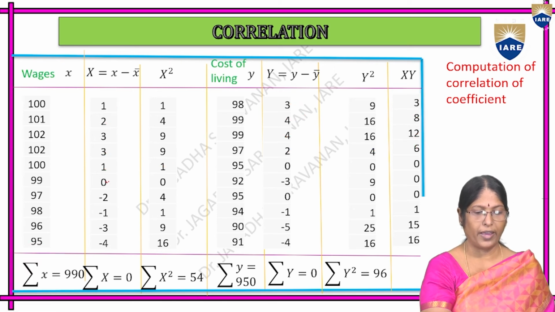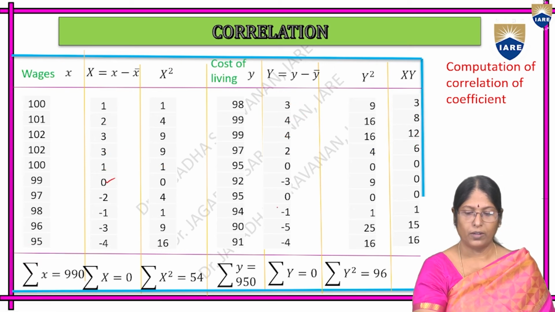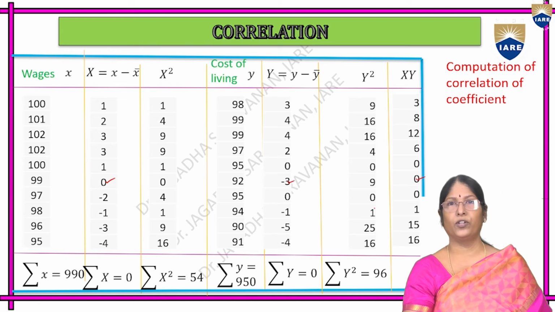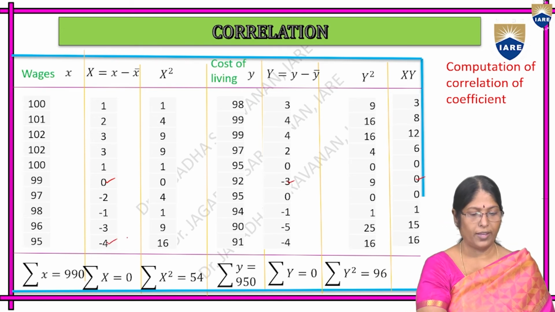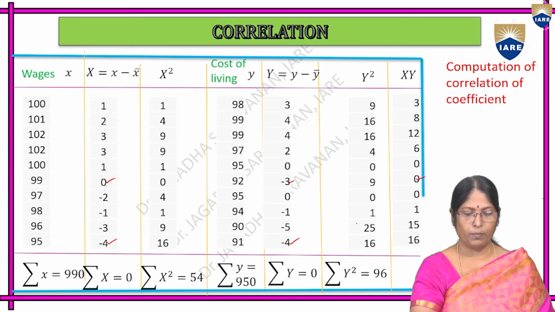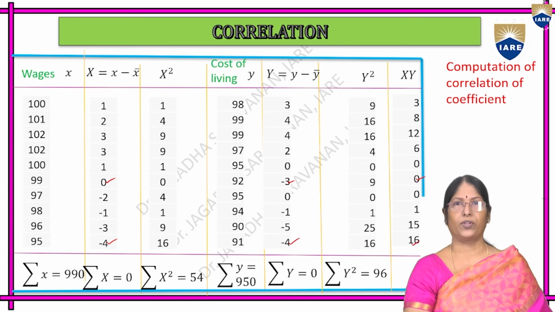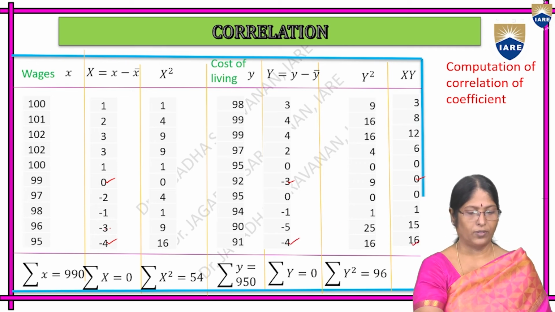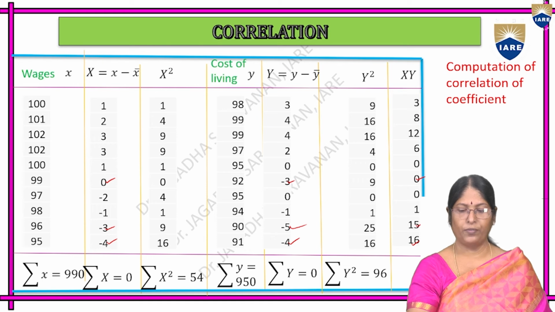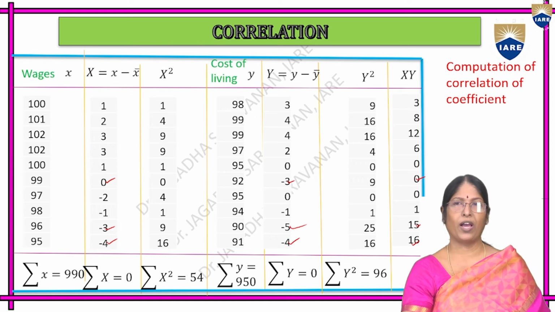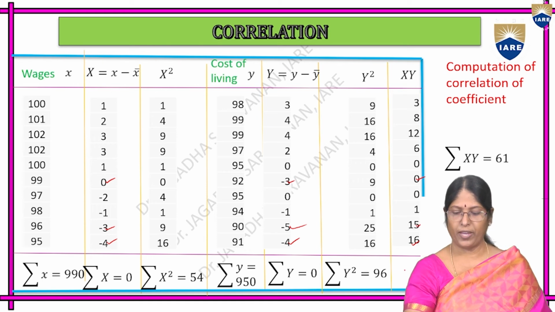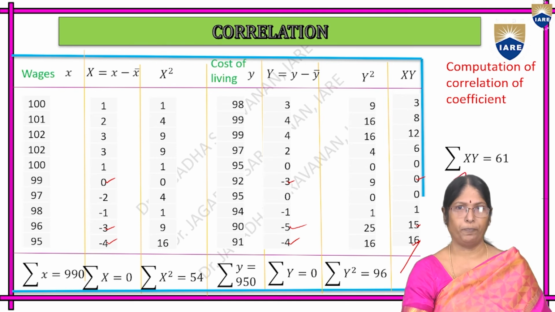Here we can see x, and here y, 0. In a similar way it should be written. The last one, we can see x and here y: minus 4 into 4 is 16, and minus 3 into minus 5 is 15. This is the way we have to multiply. Here the space is not convenient. Here, summation XY, the value is 61.